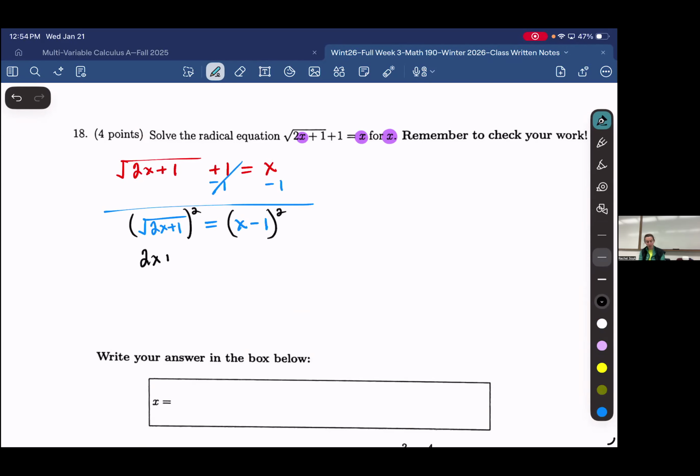So now we're looking at 2x plus 1 on that left-hand side is equal to x minus 1 in parentheses squared. You could do FOIL off to the side, but also we're looking at a perfect square trinomial. That's just going to give us x squared minus 2x plus 1.